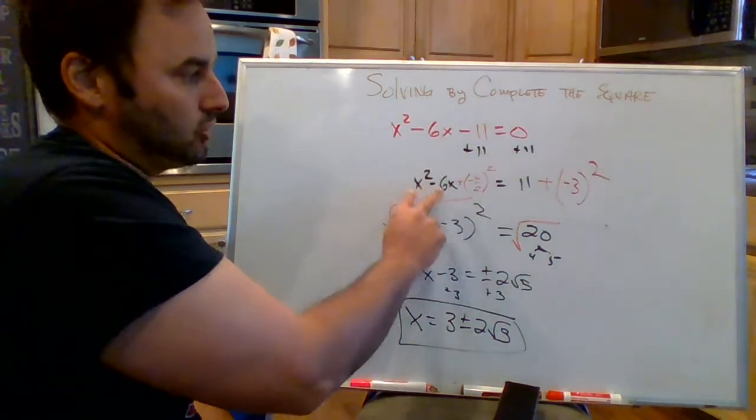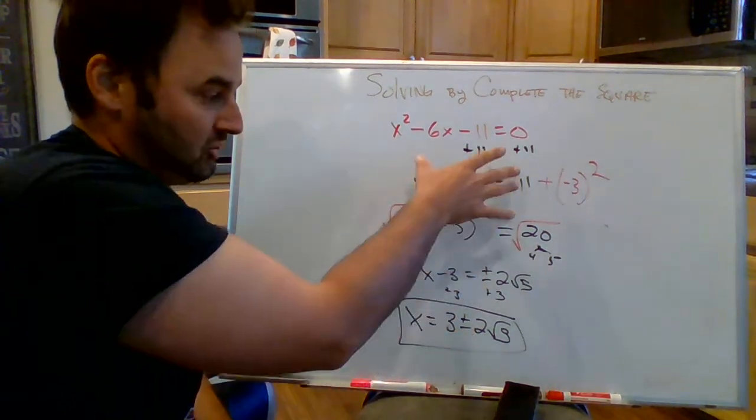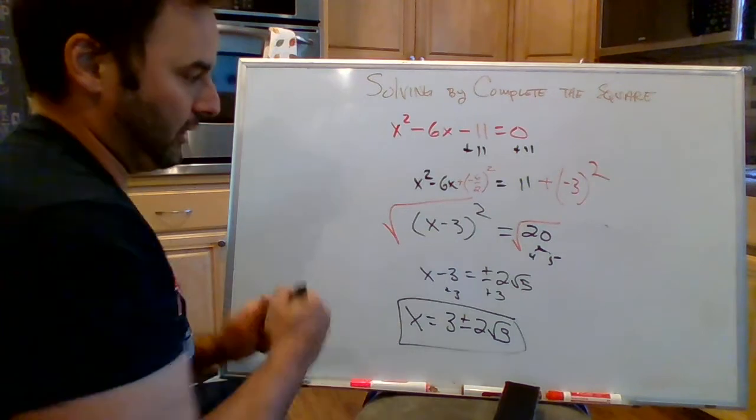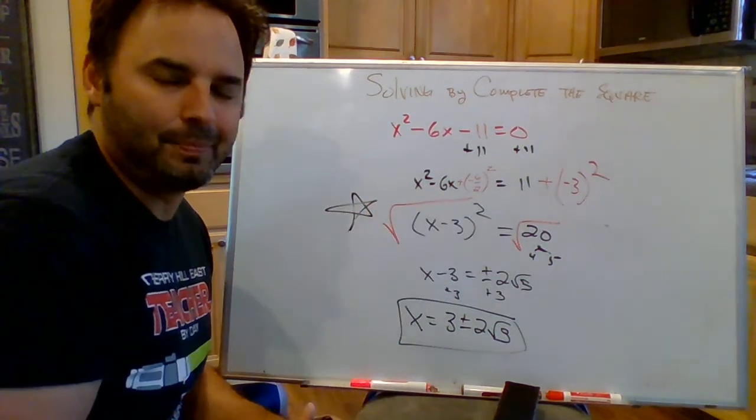Solving by completing the square, get your x and x squared together, complete the square, balance the equation on both sides, solve it out, make sure here, don't forget this step right here, you're square rooting both sides. If you just multiply it out, it'll kind of defeat the purpose.